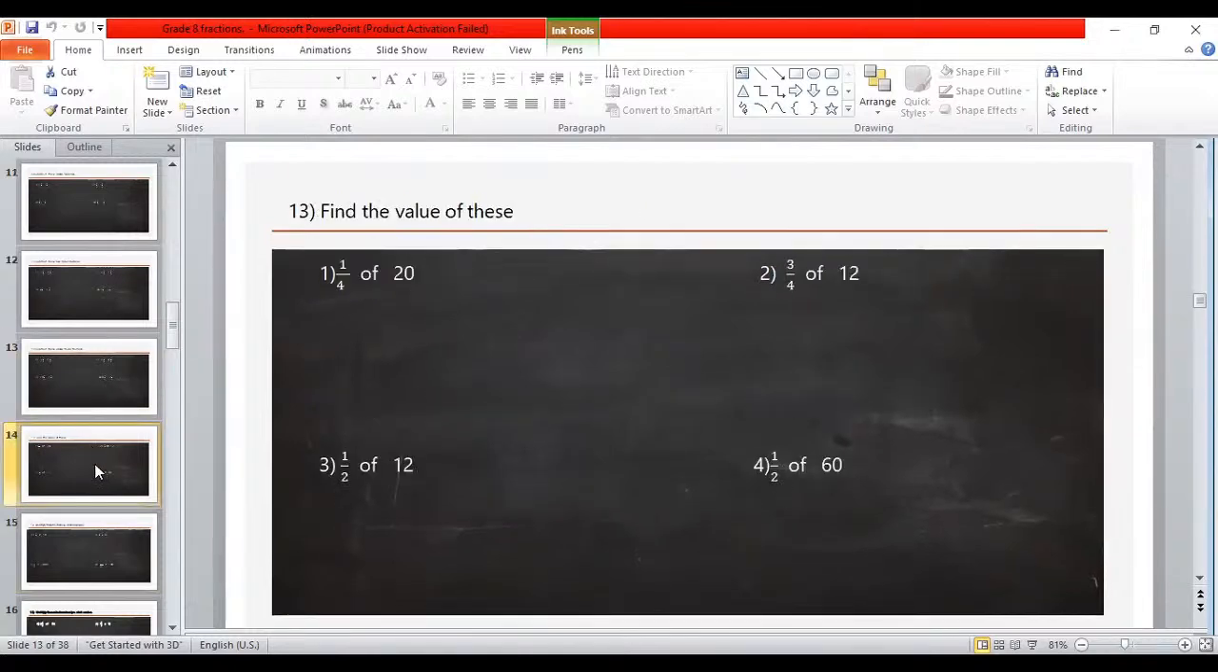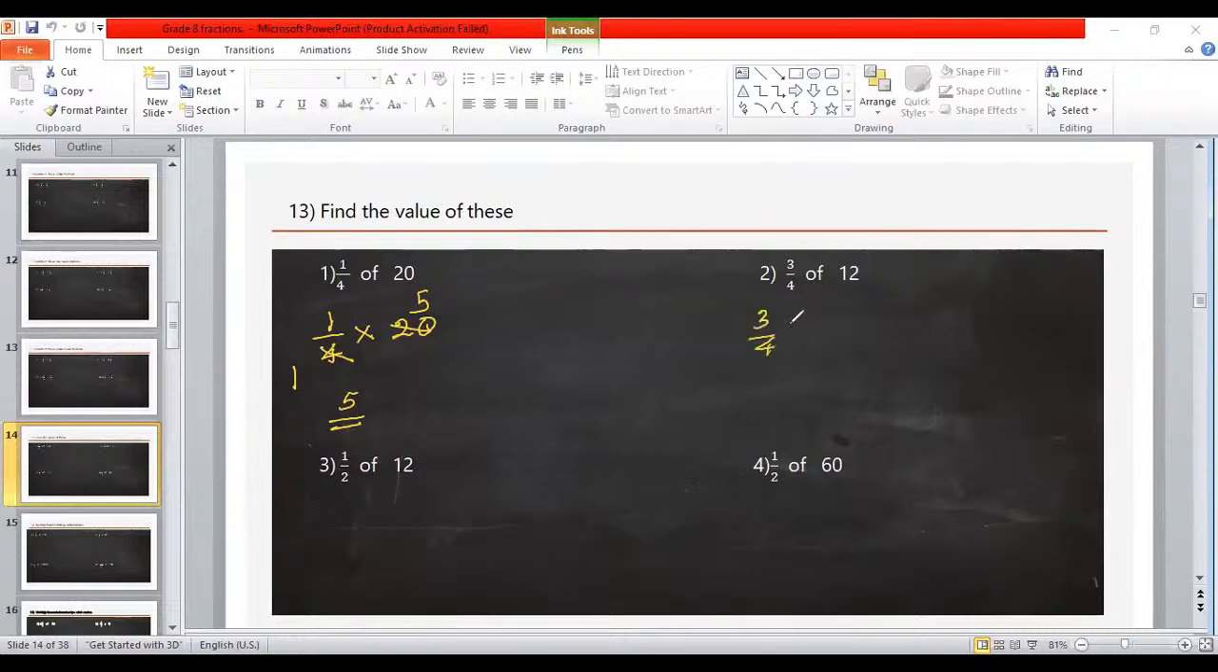Right, next one. Find the value of these. 1/4 of 20. What is the meaning of "of"? "Of" means multiplication. If "of" is in between, it means you have to multiply. 1/4 into 20. Over the line 20, below the line 4. Cancel out. How many 4s? 1. How many 4s? 5. Now multiply over the line 1 times 5. 5 is the answer here.